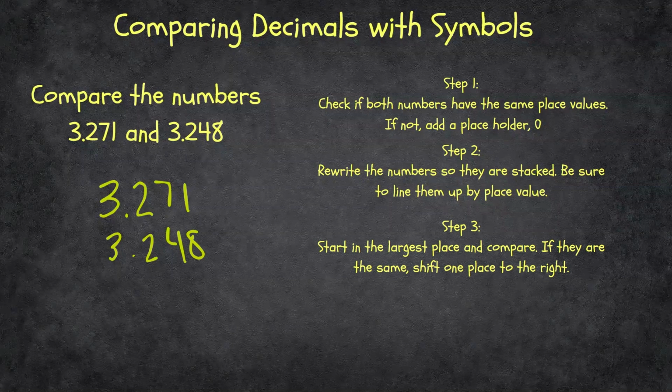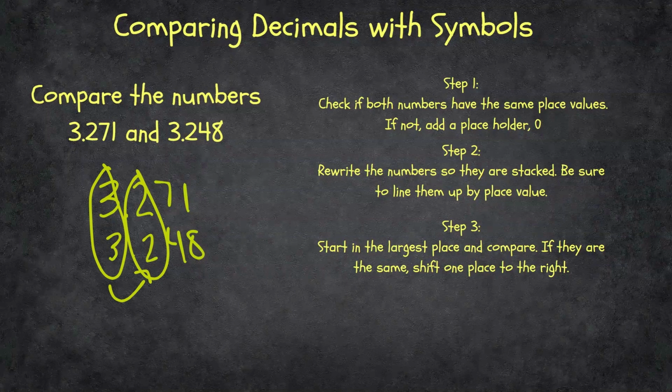Step 3, we're going to start in the largest place value and compare. If they happen to be the same, we'll shift over one spot, compare until we find where they are different. So I'm starting in the ones place and I'm noticing that they're both 3s. So I'm going to go ahead and shift over. They are both 2s in the tenths place, so I'm going to shift over one more time, and then now I finally see some differences.